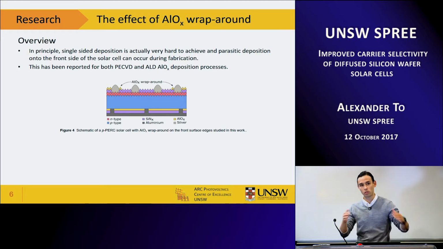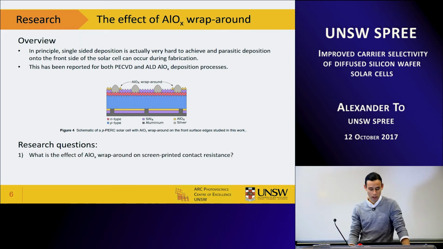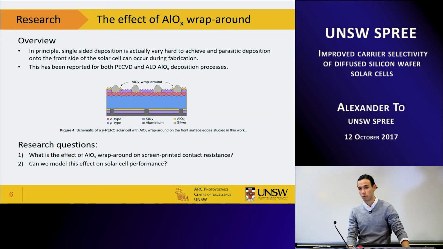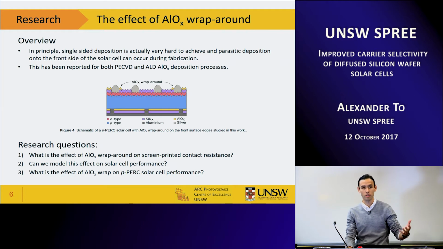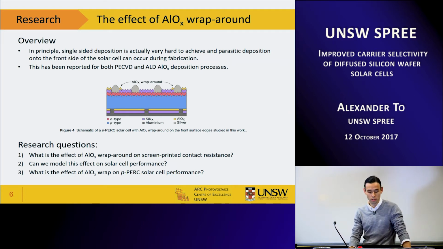What happens when the ALOX gets on top of the ARC prior to firing and people try and make contact through that? So typically we were looking to answer, what is the effect? Can we model this? And can we replicate this with actual solar cell devices?